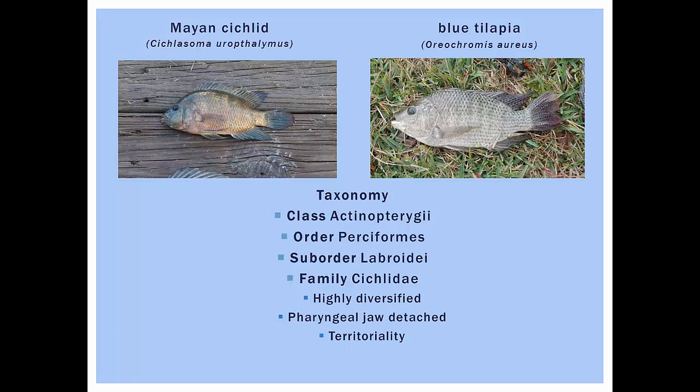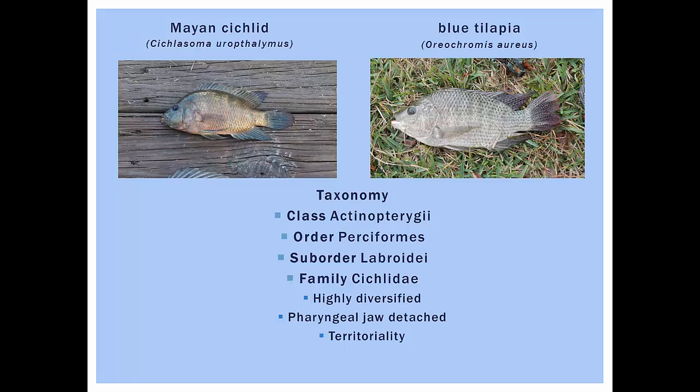So if you're familiar with those species, they do kind of look similar, especially in the shape of their mouths and heads. And then they're both from the family Cichlidae, which is one of the most diversified families. And there's over 1,500 species that belong to that family.